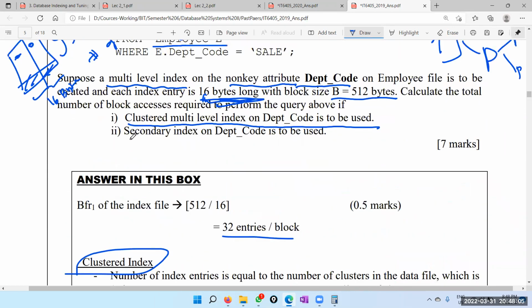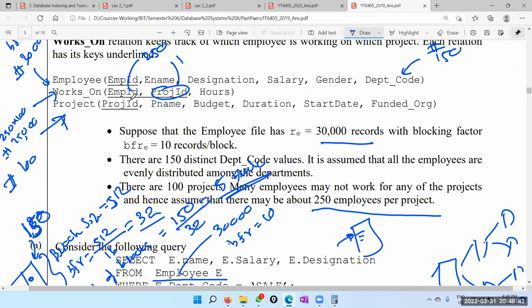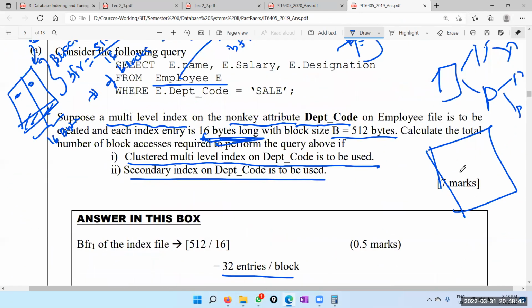Okay. Now a secondary index on department code is to be used. This is a separate question. Secondary index on department code. So a separate table now, which means your main table is not sorted by department code. Maybe the primary index is sorted by employee ID. Now we are going to have a secondary index, so you can't say one entry per department because the file is not sorted by department.